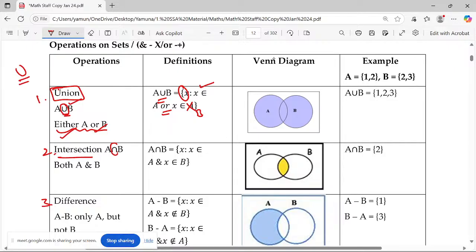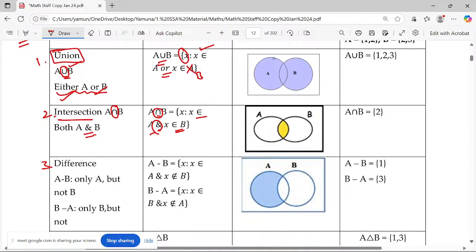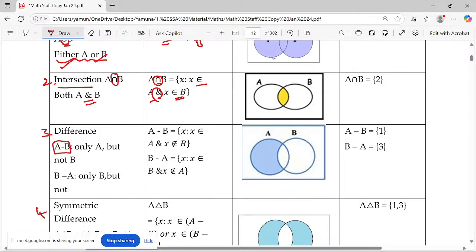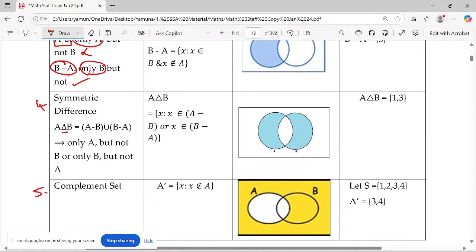Then intersection is an inverted U, which means both A and B. So A intersection B means x belongs to A and belongs to B. Then difference, we write A minus B, which is not a subtraction, it's a difference. A minus B means only A but not B, so we need only A elements. The other way, B minus A means only B but not A. For symmetric difference, we use the symbol delta, a small triangle. A delta B means we take A minus B, B minus A, and their union.